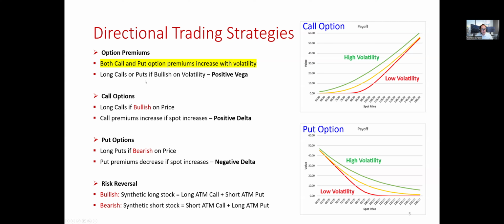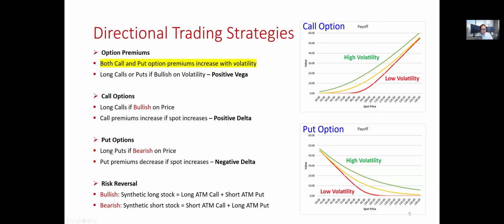So you can trade just by being long a call or put. If you're bullish on volatility, you can make money if that's the eventuality. Now, call options: we go long calls if we're bullish on the price. So in this case, we're talking about price, not volatility. Call premiums increase if the spot price increases, this positive delta. And so you can see in the call diagram, if the spot price increases, then the option premium increases with it. So you go long a call and you sell at a high level.